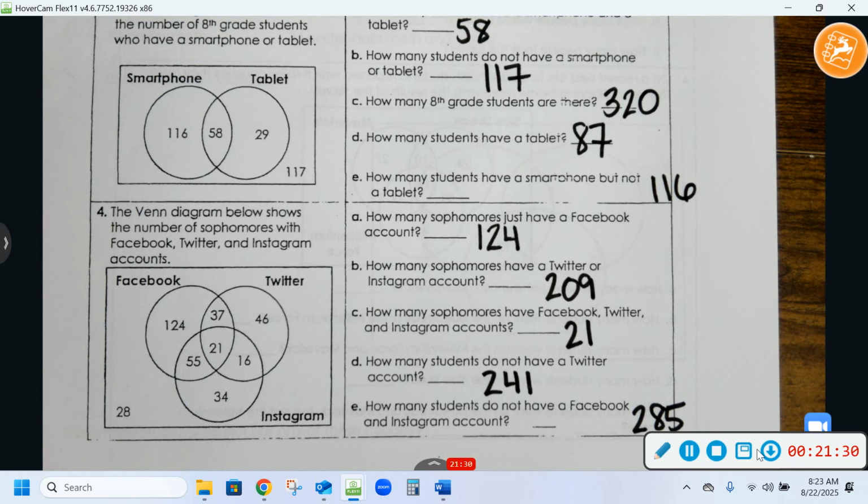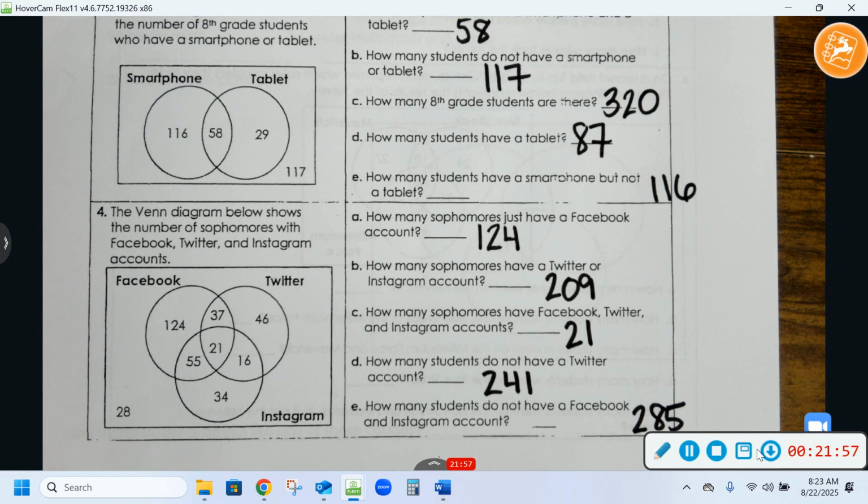That one? So how many students do not have a Twitter account? So, those are all the kids that would not have a Twitter account. So we would add those together, 241. What's B? Yeah. Alright? B.